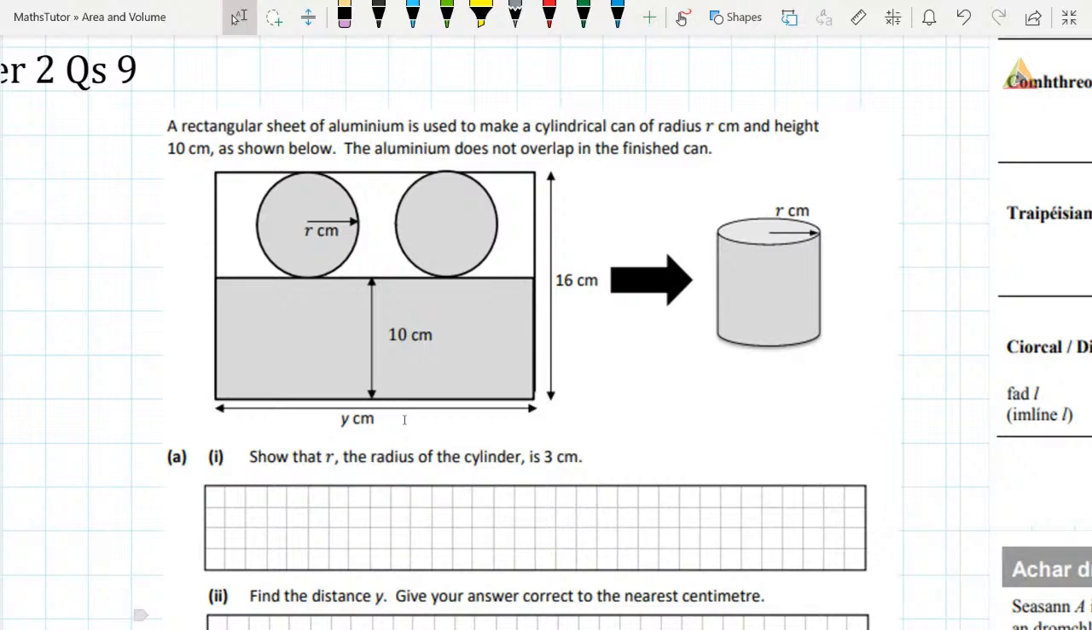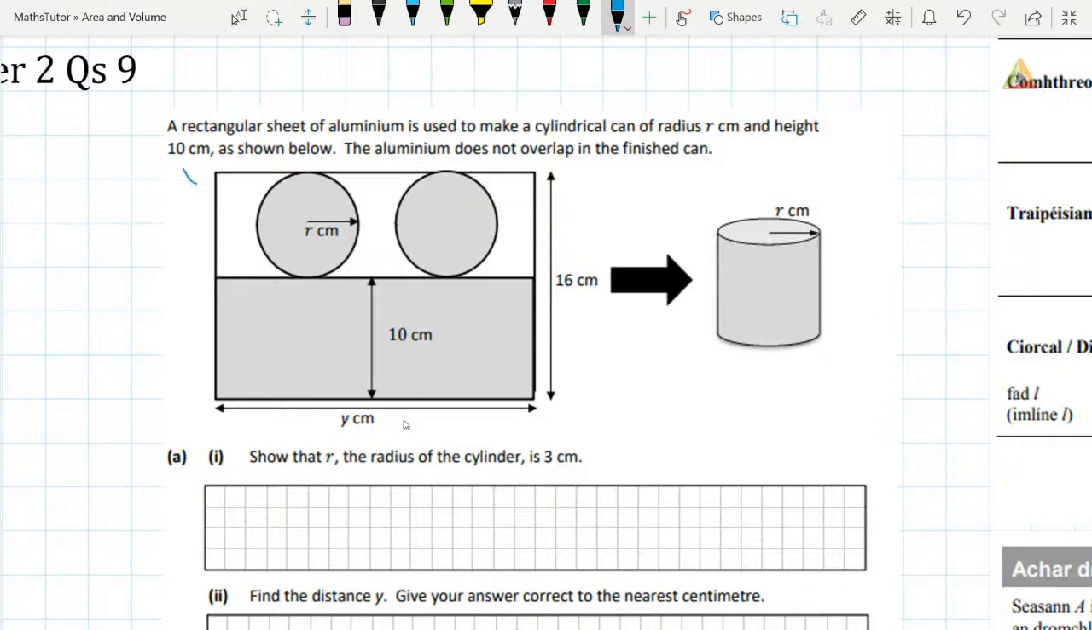So it says, show that the radius R of the cylinder is 3 centimeters. This can be a little bit hard to see here because what I need to do is draw a net of this diagram, which they have given to me here. But a net is where I take a three-dimensional shape. So they've given me a three-dimensional shape as a cylinder here, and we unfold it to make its net. What would it look like before we put it together?